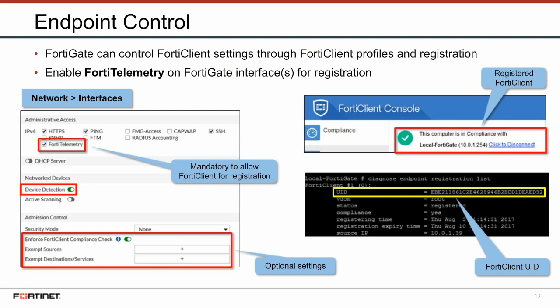There are other configuration settings worth mentioning. Enforce FortiClient compliance check. If enabled, it also enables device detection. Non-compliant devices are blocked and redirected to a web portal that explains the non-compliance and provides a link to download FortiClient. You can exempt devices from FortiClient enforcement using source, destination, or services.